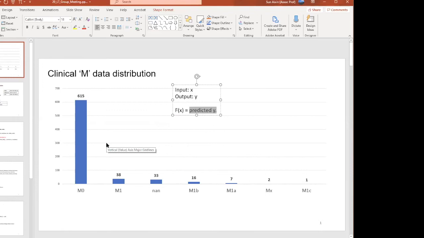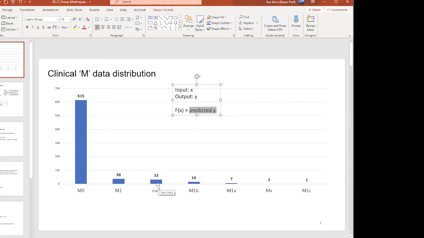We will try our best, but as I mentioned, we need a more realistic expectation, because the data distribution is like this, unless there is a very clear indication.